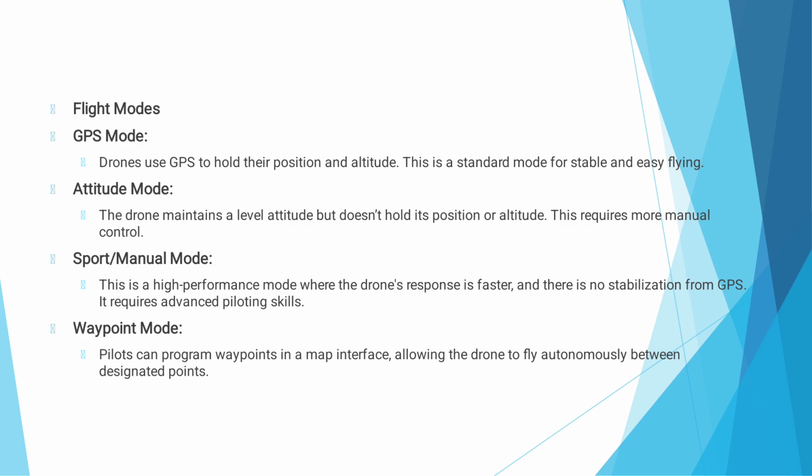Flight modes, that is GPS mode, attitude mode, sport or manual mode, waypoint mode. GPS mode: drones use GPS to hold their position and altitude. This is a standard mode for stable and easy flying. Attitude mode: the drone maintains a level attitude but doesn't hold its position or altitude. This requires more manual control.